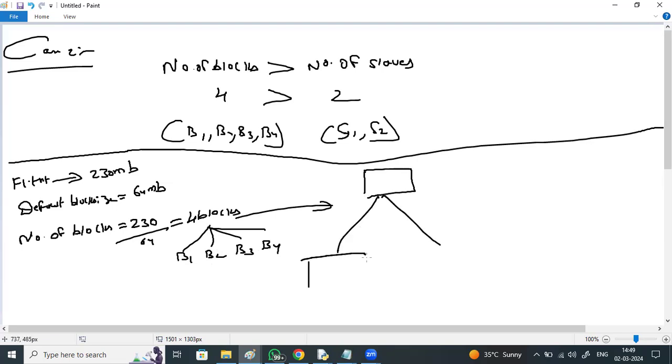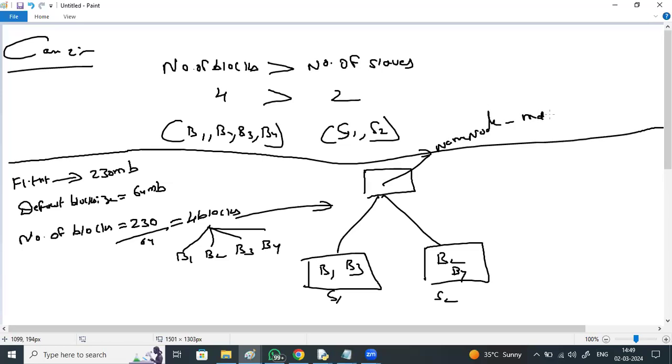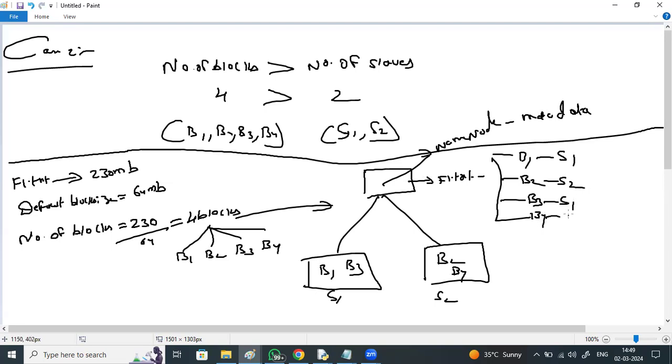Assume you got 2 systems. Blocks are more, systems are less. S1, S2. B1 here, B2 here, B3 here, B4 here. So here, name node stores metadata, data about data. Actual data is stored in the slaves. Metadata is stored in the master name node. F1.txt into 4 blocks, B1, B2, B3, and B4: B1 in S1, B2 in S2, B3 in S1, B4 in S2.